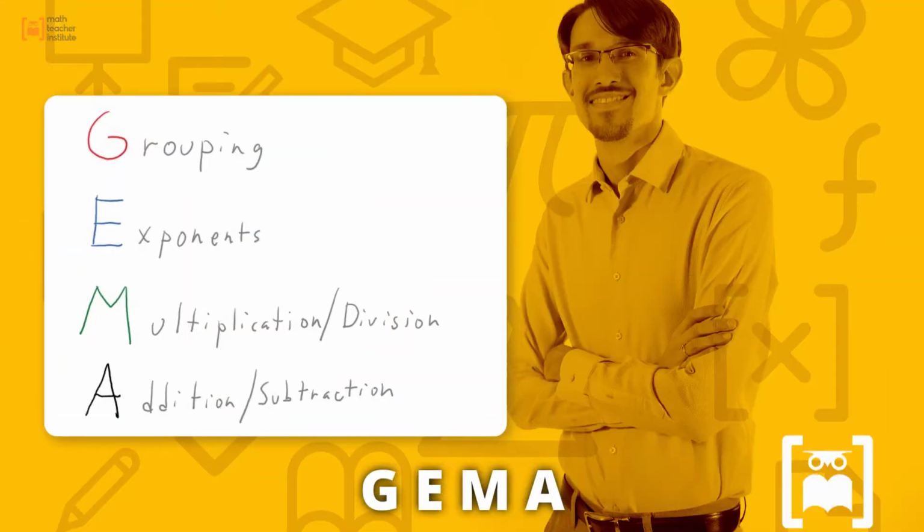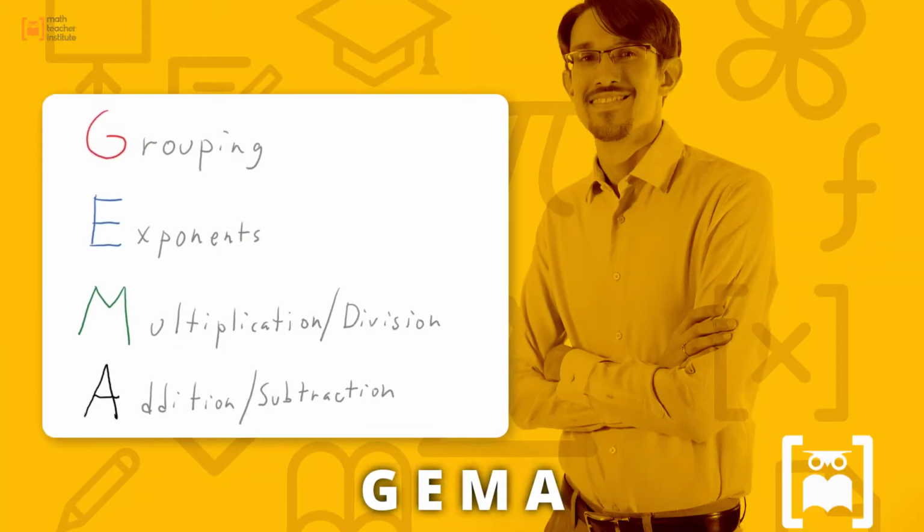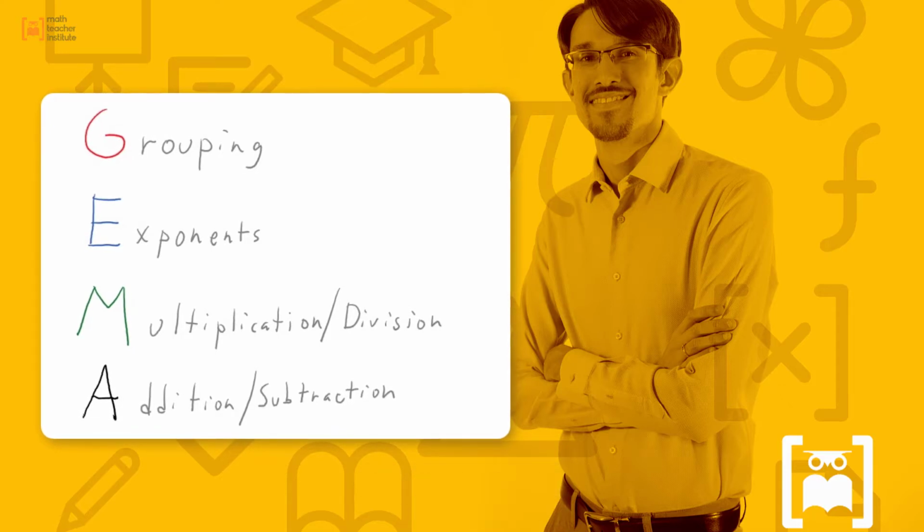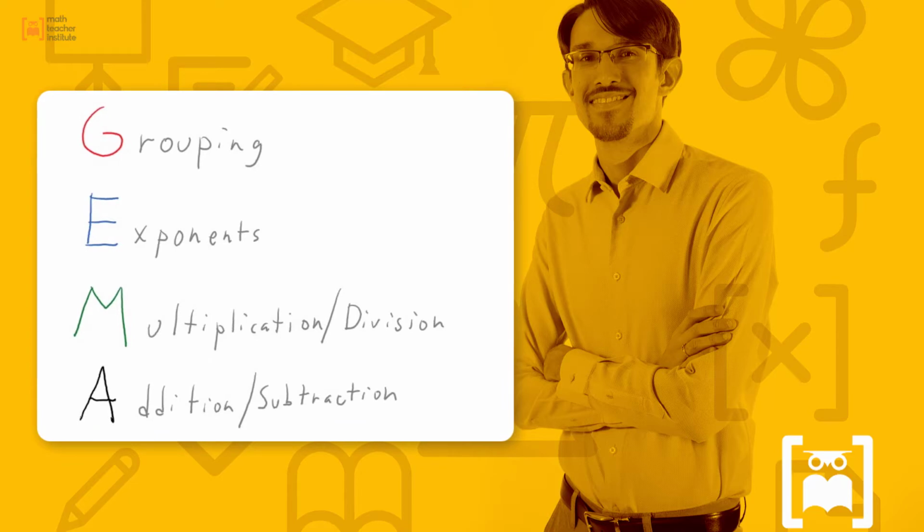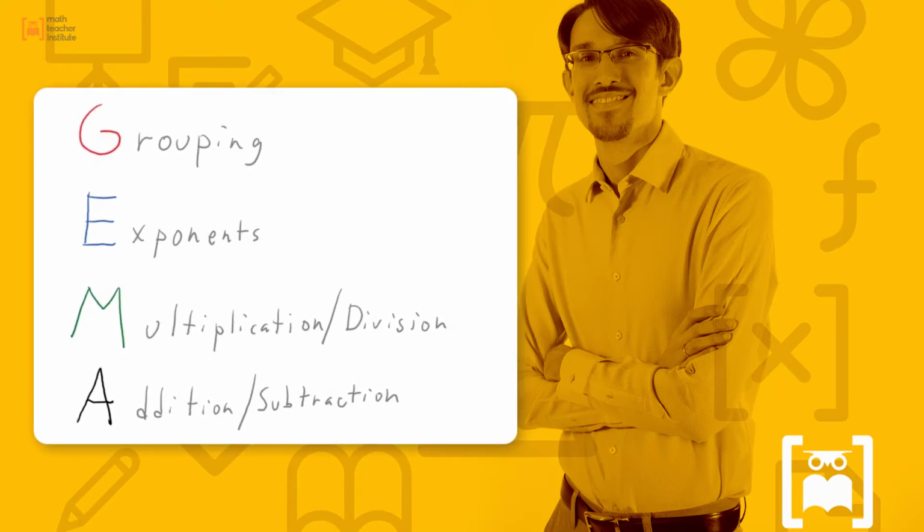So if we're not going to be using PEMDAS anymore, then what should we be using? Well, we're going to use another acronym, but this is going to be a better one. And the acronym that I like is GEMA, G-E-M-A. G for grouping, E for exponents, M for multiplicative operations, which includes multiplication and division, and A for additive operations, which includes addition and subtraction.